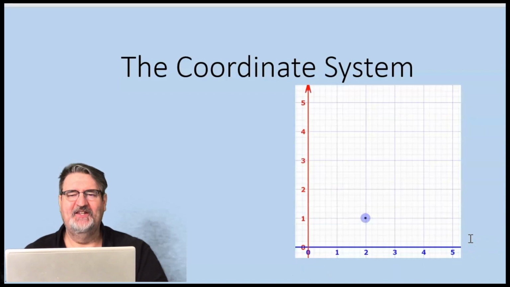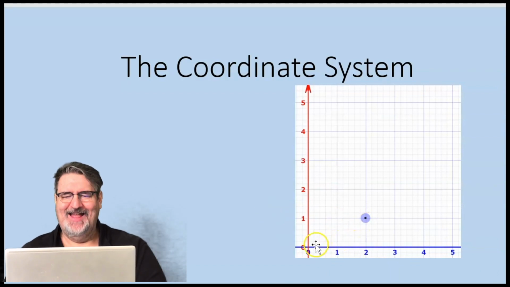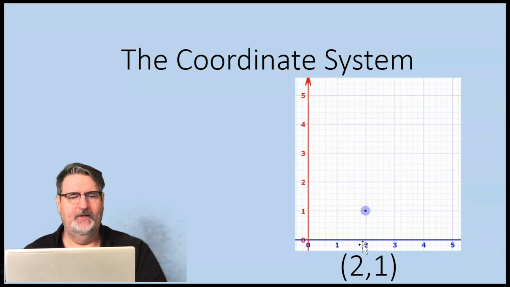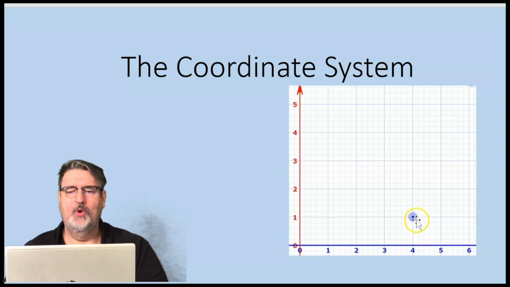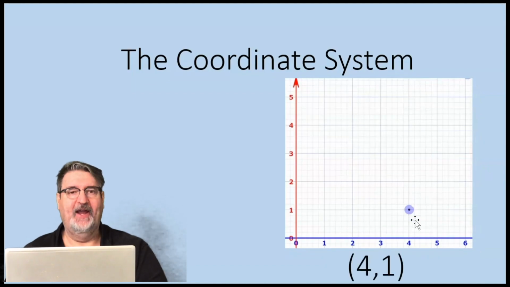All right. So on this one, we have this one here. And to be able to find out where it is, I'm going to come over here and go 1, 2. So I found it for the x-axis. Now for the y-axis, I'm going to go up 1. So this one is going to be 2, 1. On this one, we go over 1, 2, 3, 4 on the x-axis. Now we go up on the y-axis and we go up 1. So this ordered pair is 4, 1.